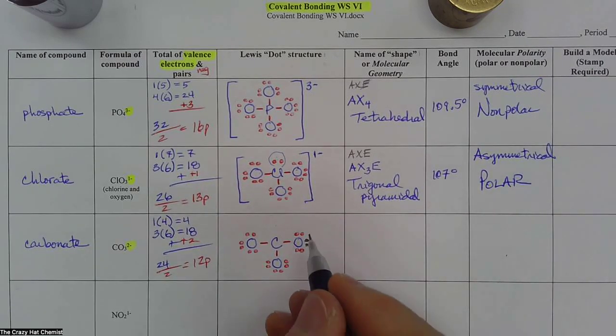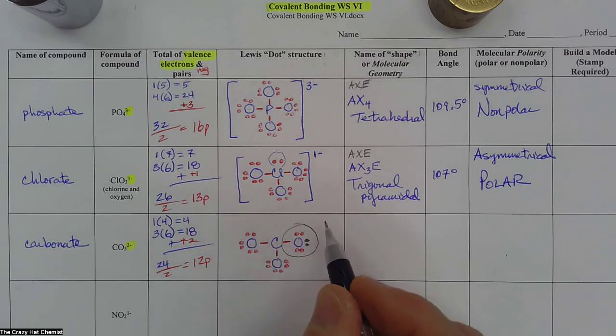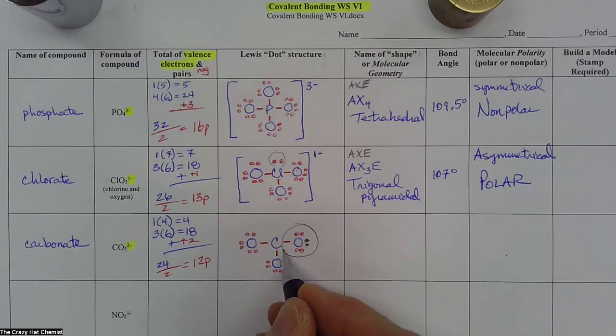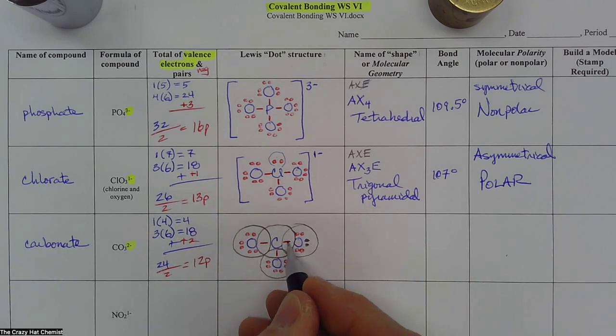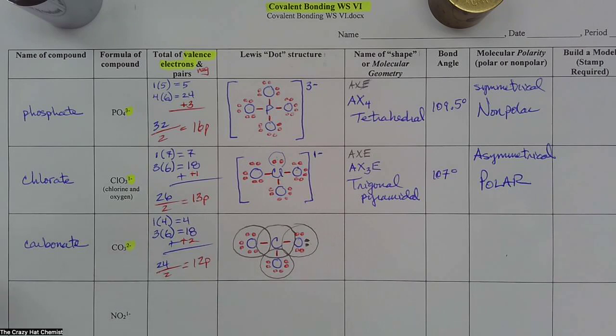All right. Now what we're going to do is circle. Is there an octet here? That's 2, 4, 6, 8. Most certainly there is. Circle here. Is there an octet? 2, 4, 6, 8. Most certainly. That's good. Circle here. That's 2, 4, 6, 8. That's an octet. That is fantastic. And circle that central carbon. 2, 4, 6. Oh my. Uh-oh. We have a problem. This central carbon is lacking an octet.